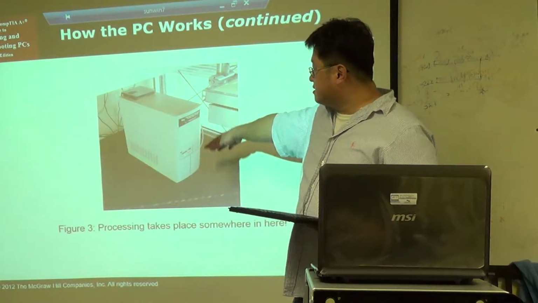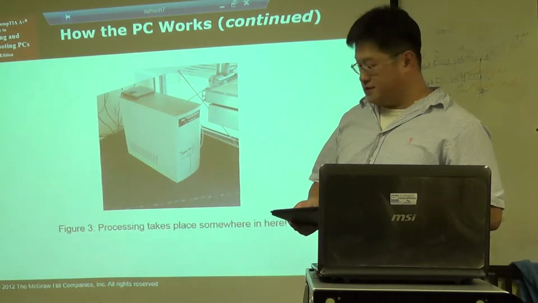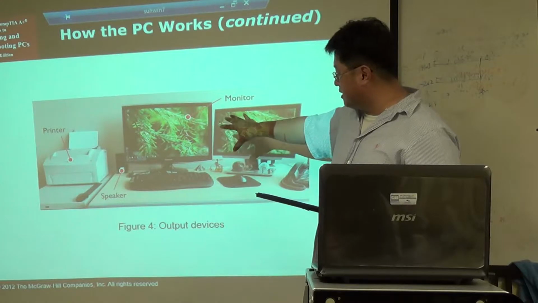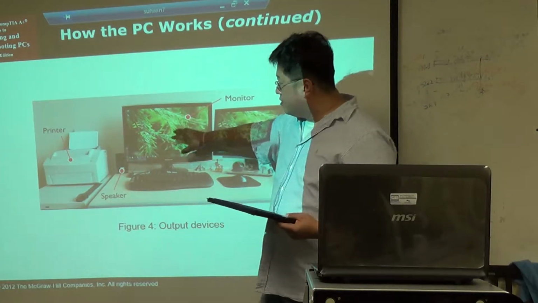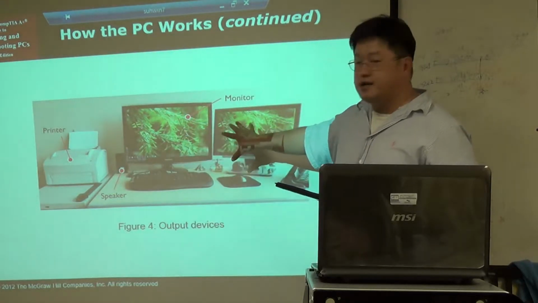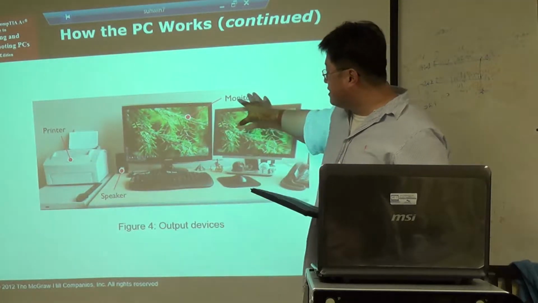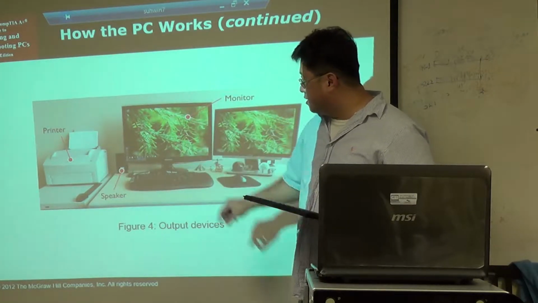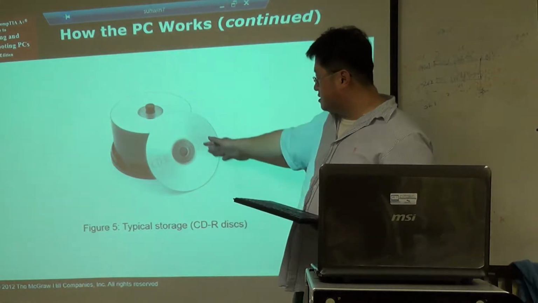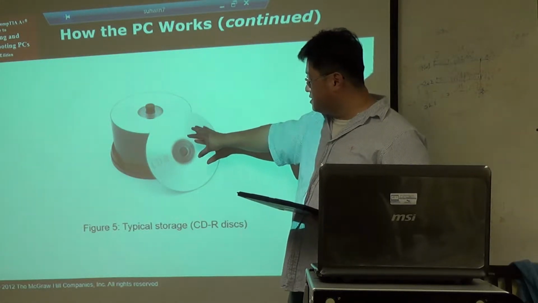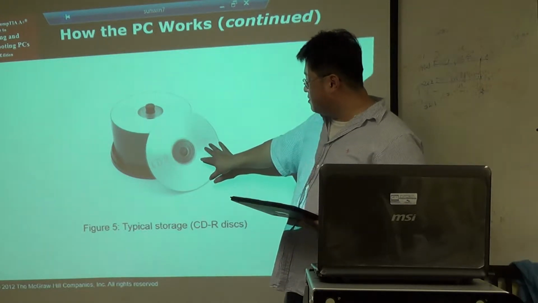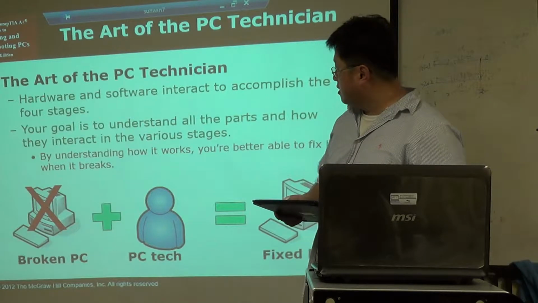And then processing takes place somewhere inside the computer. These are the components here. Output devices: monitor, printer, speaker. You can see these items in your house. And this is a typical storage also, the CDR. A CDR can store 700 megabytes maximum.